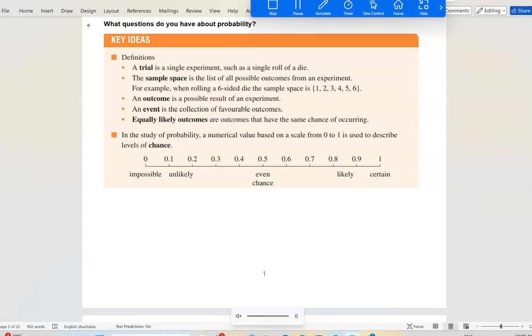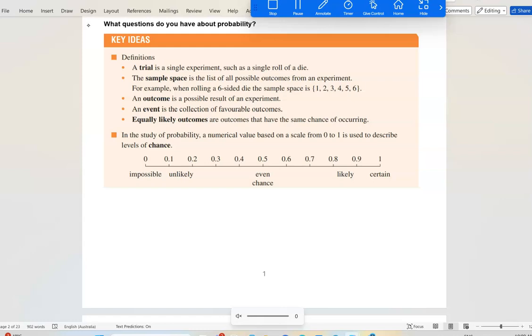An event is a collection of favourable outcomes. Say for the horse racing, we want the horse to come first. So we might be saying, how many times did this horse come first in all of its races? So an event is what we want. Maybe when we're playing Yahtzee, we're rolling the dice, we want a 6 or something like that.